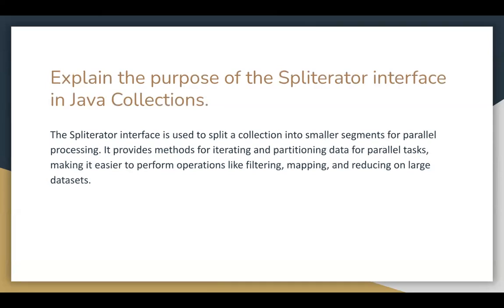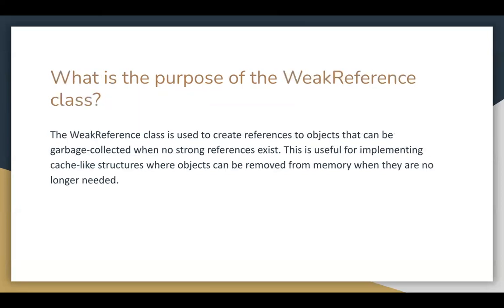Explain the purpose of the spliterator interface in Java collections. So the spliterator interface is used to split a collection into smaller segments for parallel processing. It provides methods for iterating and partitioning data for parallel tasks, making it easier to perform operations like filtering, mapping, and reducing on large datasets.